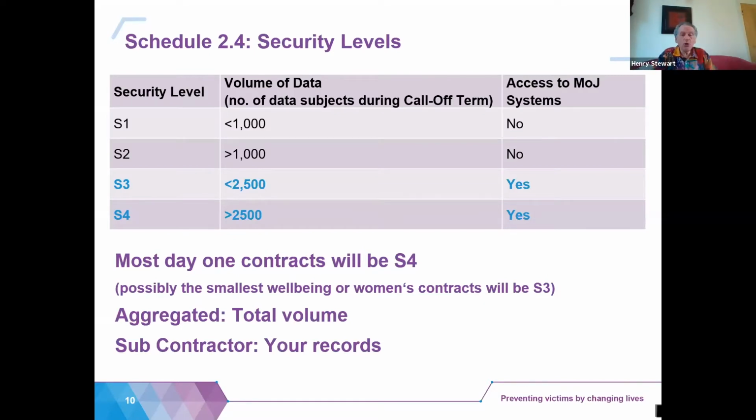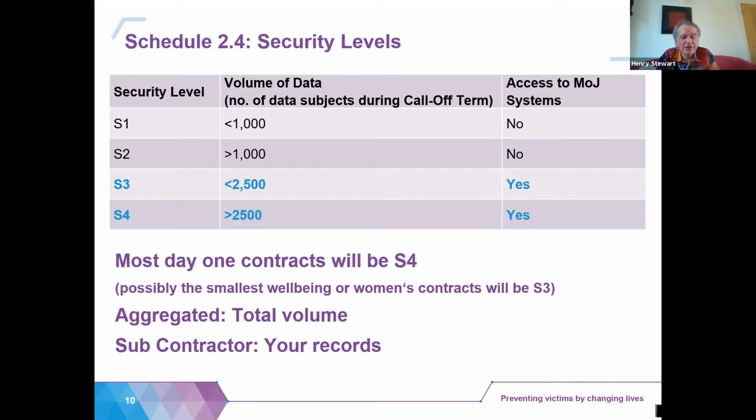Schedule 2.4. So on the day one contracts, there are security levels S1, S2, S3, and S4. You only get access to the MOJ systems on S3 and S4, and most of the day one contracts will be at S4. The ones later on, we don't know. There may be some of the smaller ones at S3.